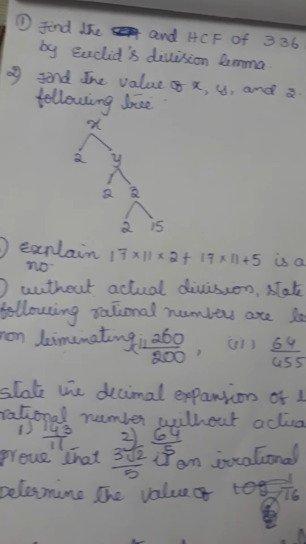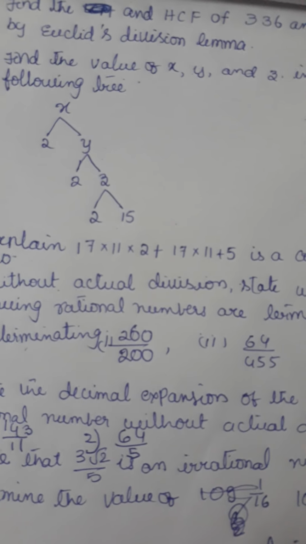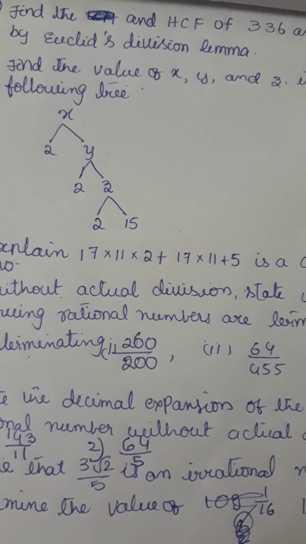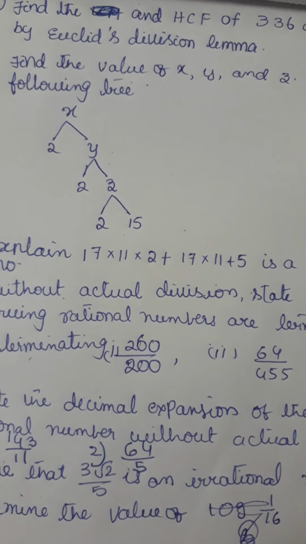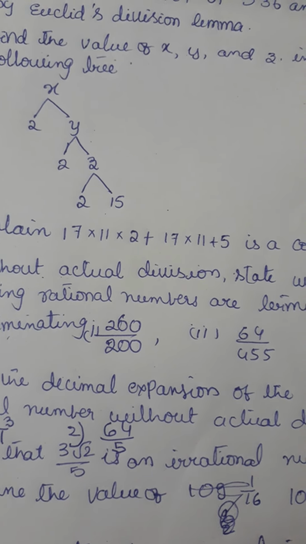Now the next one, prove that 3 root 2 by 5 is an irrational number. So as to prove anything as an irrational number, first we have to assume that it is a rational number. 3 root 2 by 5 is a rational number. A rational number can be written in the form of p by q. So 3 root 2 by 5 is equal to a by b.